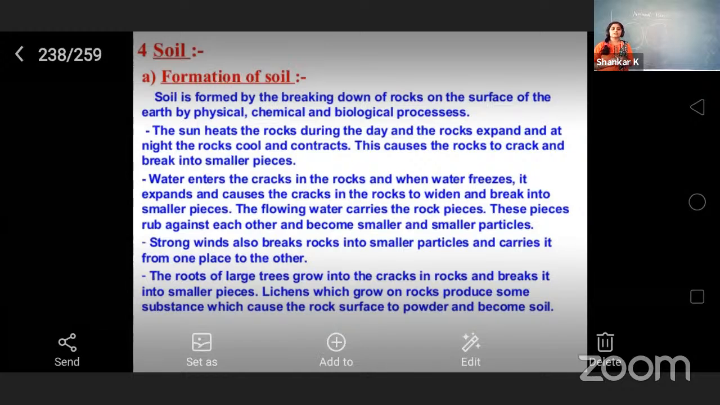And the roots of large trees grow into the cracks in rocks. You know that on the hills and mountains you can see large, big trees growing. Their roots grow into the cracks in rocks and break them into smaller pieces. So whenever the roots of trees grow in the cracks of the rock, they break the rock into small pieces. These are some examples of the formation of soil.